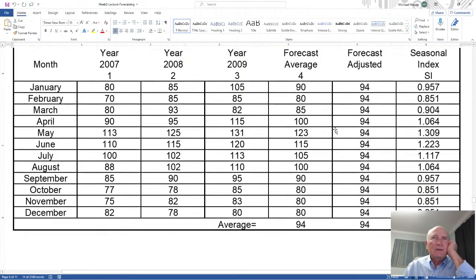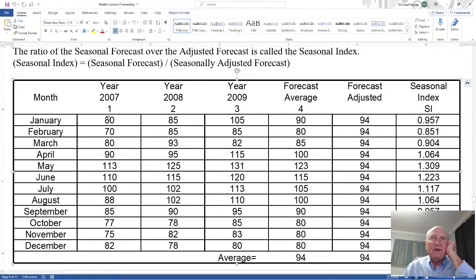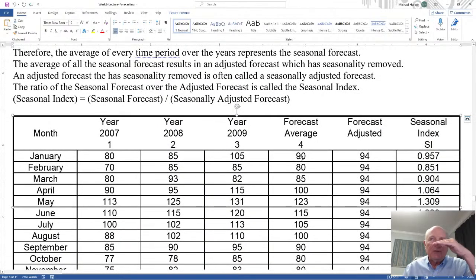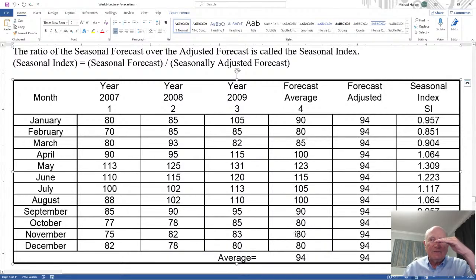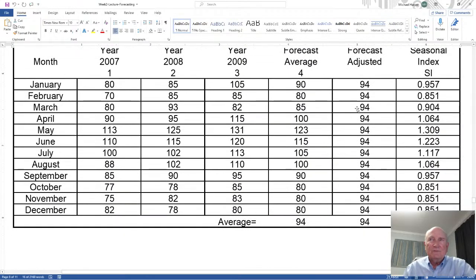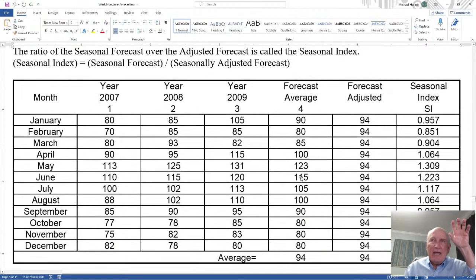Okay, here's how they do it. So you have the time series here, and they have it in a table. You take the average of every year over the years for every month. In other words, that 90 is the forecast for January over the years. And that's the forecast for a stationary time series. And notice this is stationary. That's the forecast for January. The average for February is a forecast. So these are the forecasts. So the average of all the seasonal forecasts results in the adjusted forecast, which has seasonality removed. That's 94. So the textbook will explain it, and I have it here as a summary.